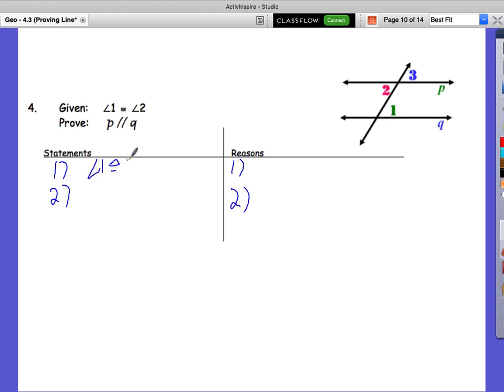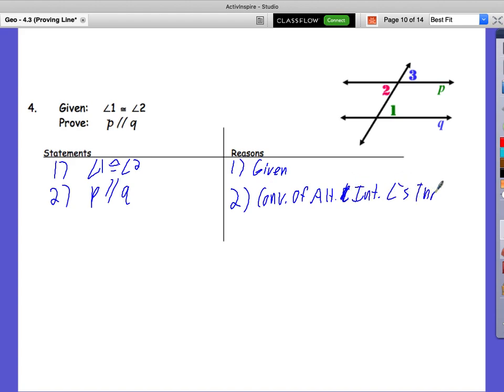Angle 1 is congruent to angle 2. P is parallel to Q. Given. Converse of alternate interior angles.